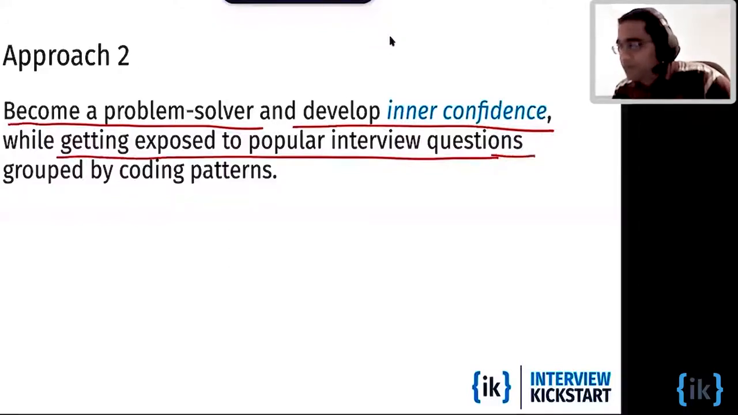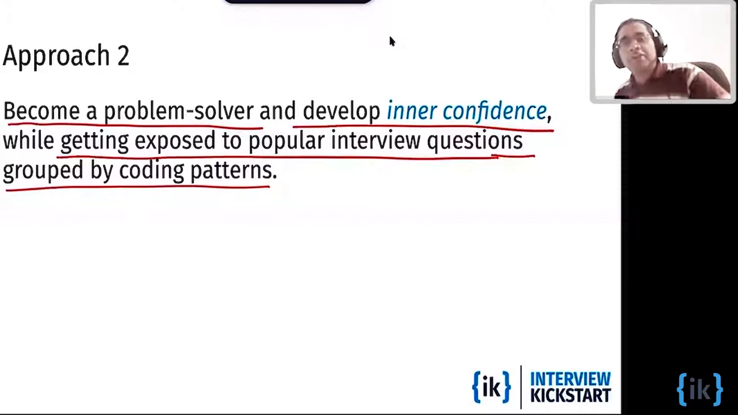And moreover, we would provide you those questions grouped by coding patterns. So rather than solving one random problem after another, we will walk through clusters of problems at the same time, which all have the same coding pattern. So that way, as you're solving each problem in that cluster, the same coding pattern is getting reinforced.